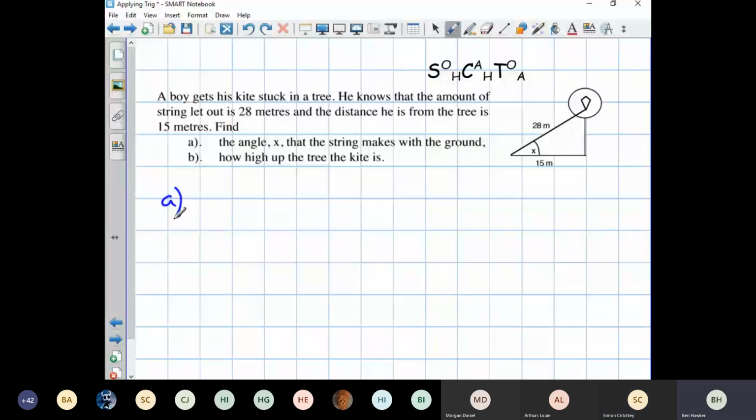No. Okay, so the angle X that the string makes with the ground. So we're going to draw our diagram, our triangle. Always a good thing to do. So we've got 28 meters here, 15 meters here. Hypotenuse, adjacent, opposite. Okay, we are trying to find the angle. We've got H and A. Get rid of the opposite. And we can see here it's going to be cosine. And cosine of X is going to be equal to the adjacent, 15 divided by 28.